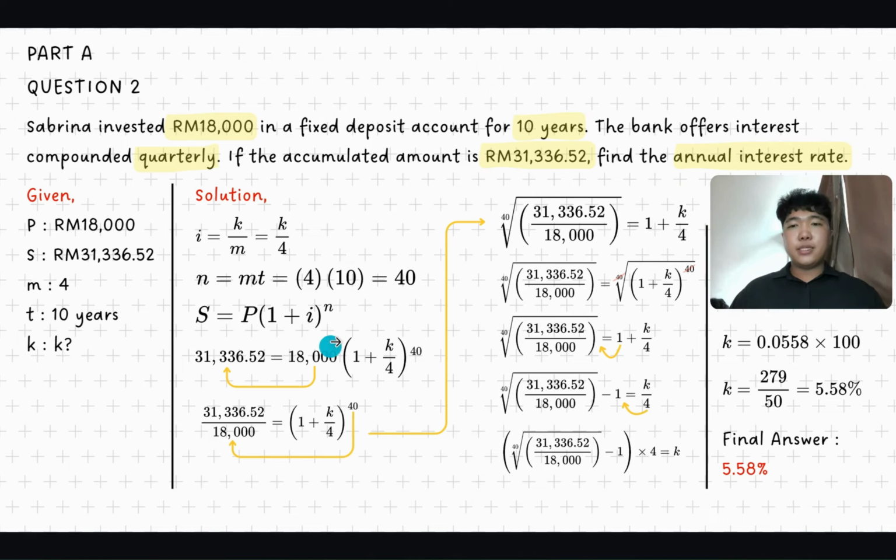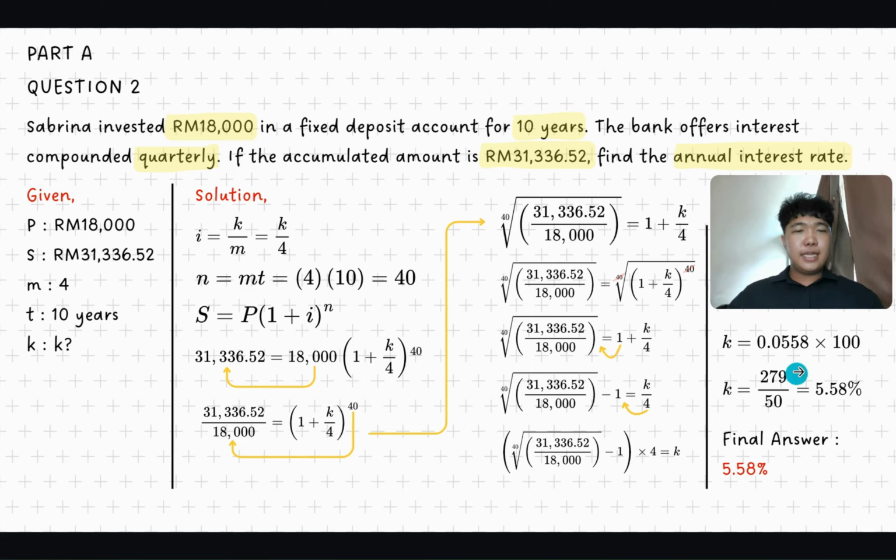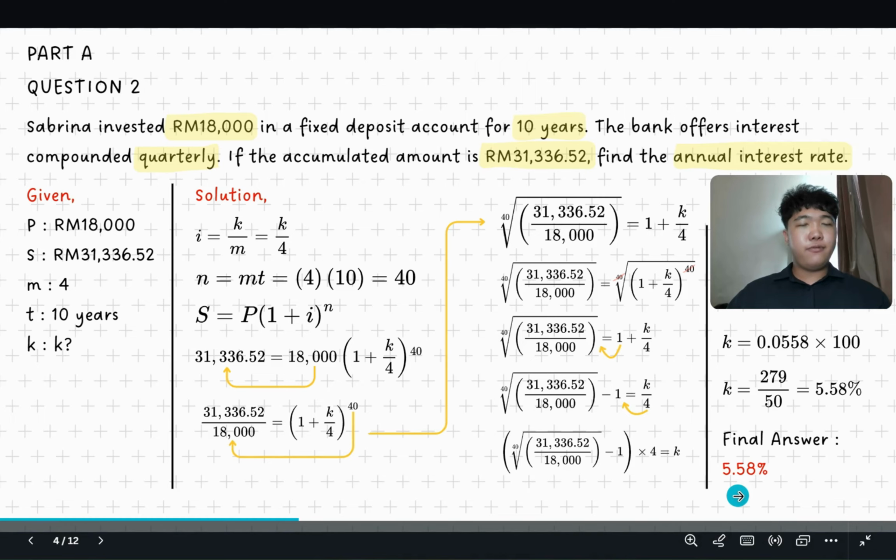The third step is we use the formula to find the value of K. We substitute all the information given into the formula. Next, we move 18,000 to the left side, and the power of 40 also needs to move to the left side. The last step is using the root formula. After we substitute and simplify, the value of K is 0.0558 times 100, which gives 279/50. So the final answer is 5.58%.